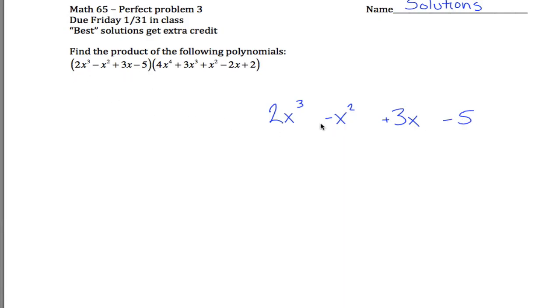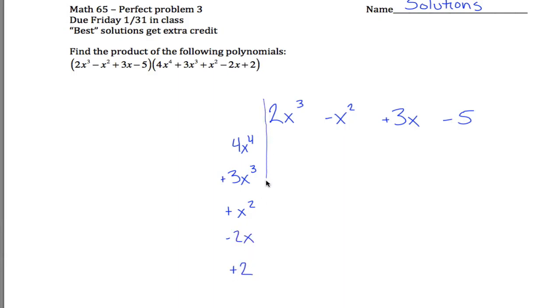So I take my first polynomial and I write it here, spread it out a little bit. And then I do something similar with this other polynomial, except now I'm going to write it vertically. So 4x to the 4th power, and then a positive 3x cubed, and then a positive x squared, minus 2x, and positive 2.